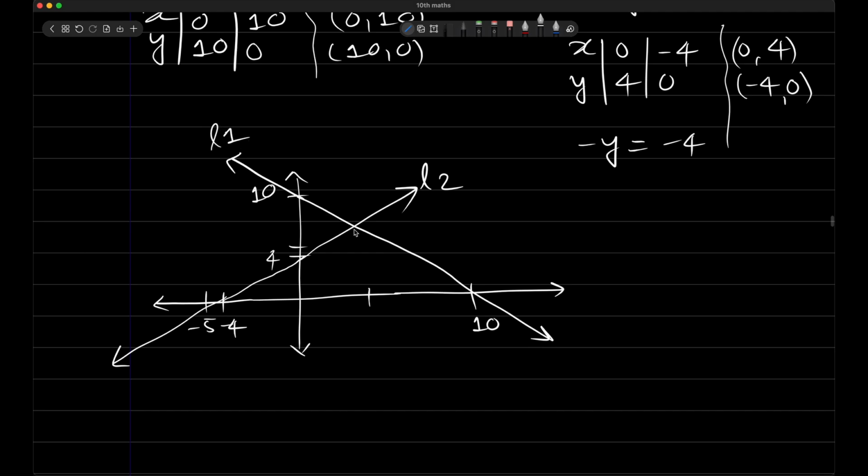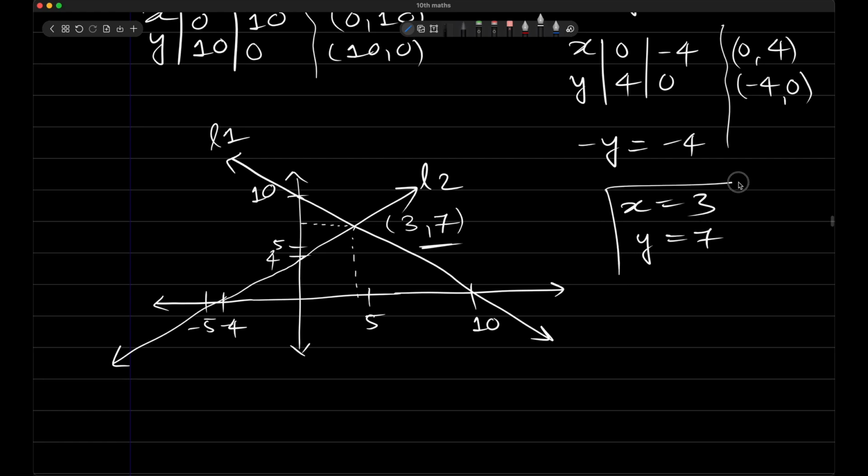Now we have intersecting point. That is, intersecting point is 3, 7, that is x equals to 3 and y equals to 7. In examination, you will be given with the proper graph and you will get the exact points on the axis, that is x equals to 3 and y equals to 7.